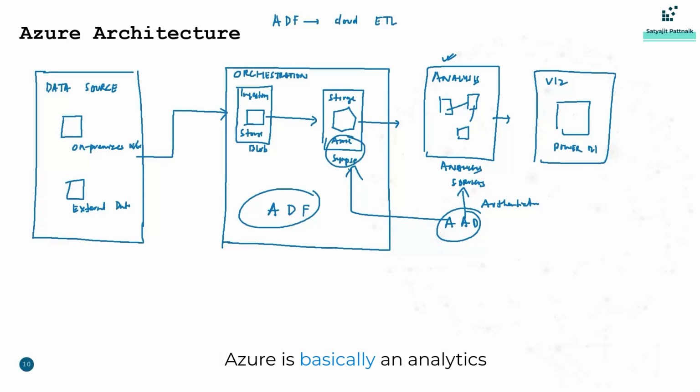Azure Synapse is basically an analytics service that brings together data integration, enterprise data warehousing, and big data analytics. It gives you the freedom to query data on your terms, using either serverless or dedicated resources at scale. Azure Synapse brings these worlds together with a unified experience to ingest, explore, prepare, transform, manage, and serve data for immediate BI and machine learning needs. So that's all about the architecture of Azure.